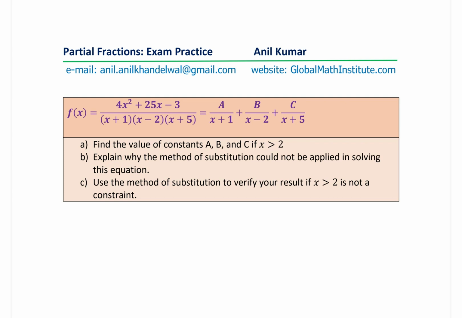We are given the function f of x equals 4x squared plus 25x minus 3 divided by three linear factors: x plus 1, x minus 2, and x plus 5. As you know, this rational expression can be written as a divided by the first linear factor plus b divided by the second and c divided by the third linear factor, which is x plus 5.